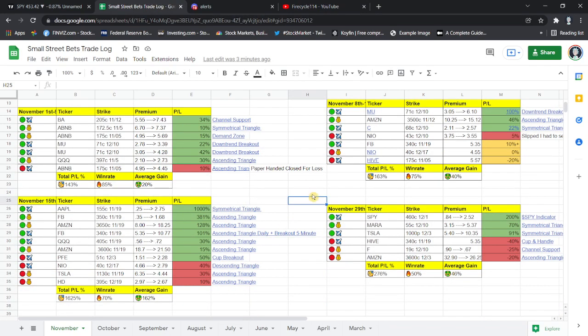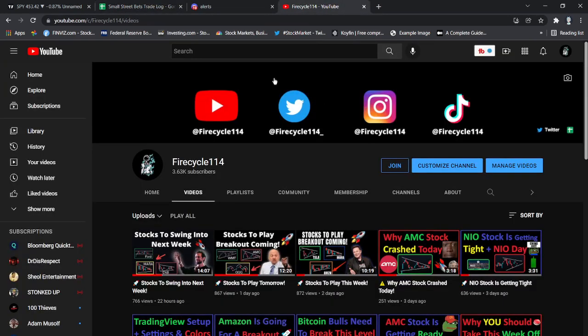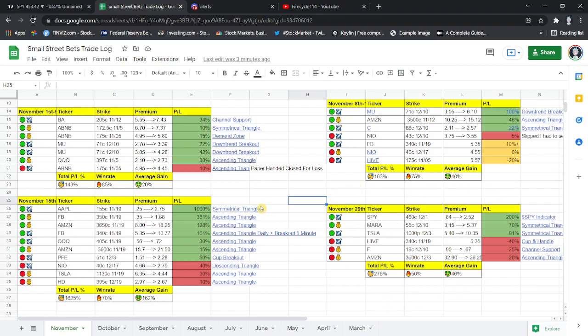I'm going to also recap some other stocks like DIDI, some of the other plays that I haven't alerted, just to show you guys. So let's get into our trade log.